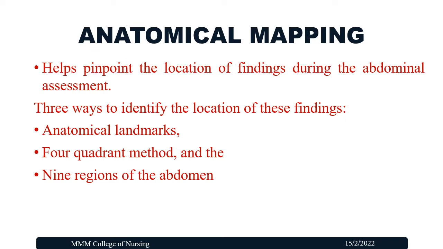Anatomical mapping. This helps pinpoint the location of findings during the abdominal assessment. There are three ways to identify the location of these findings, namely anatomical landmarks, the four-quadrant method, and the 9 regions of the abdomen.